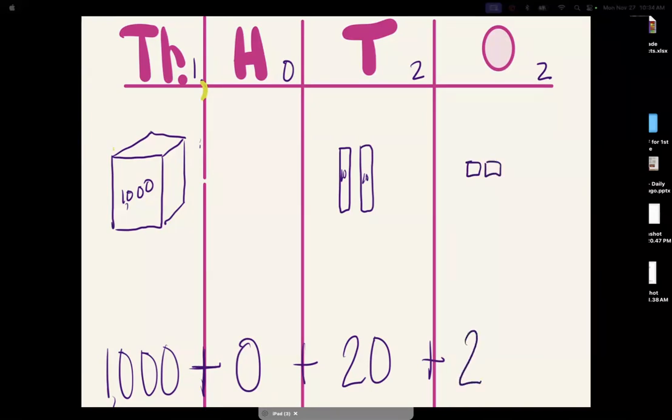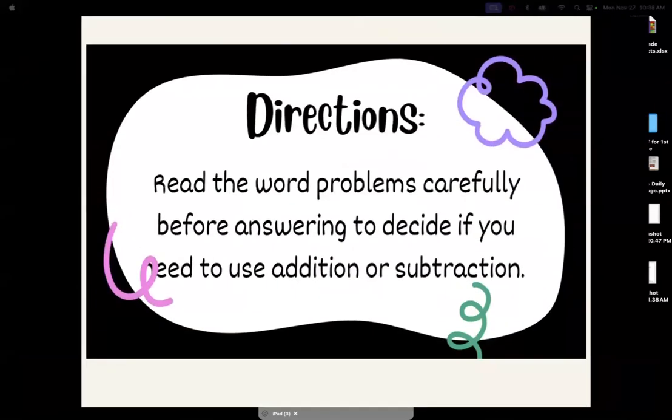So you have equals 1,000, comma, 0, 2, 2. 1,022. Nicely done. Okay, let's keep moving. We are going to do word problems today. We're going to figure out word problems today.